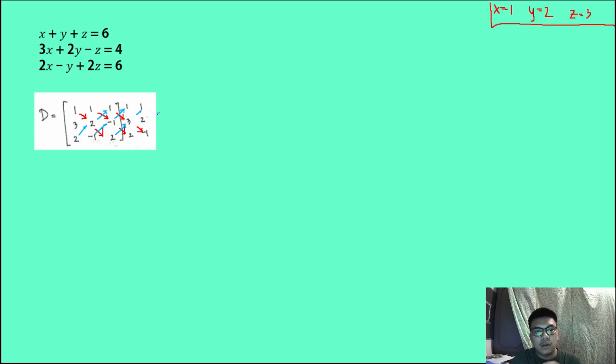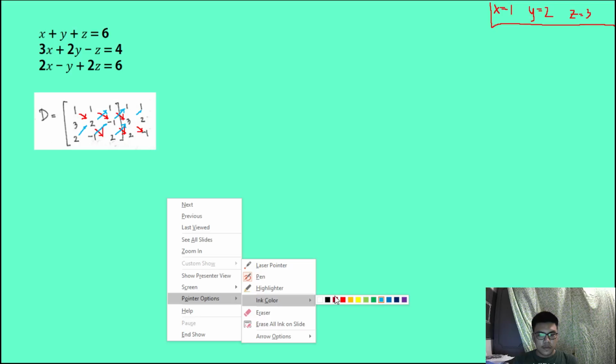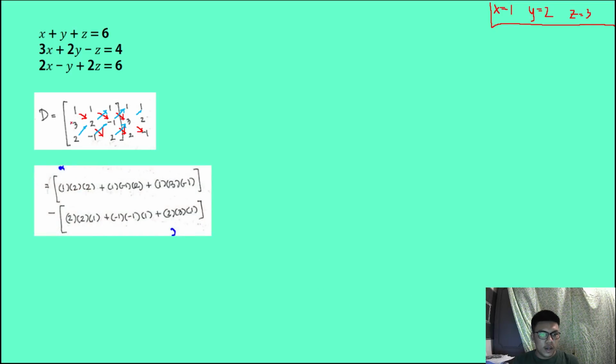Okay, so downward minus yung ating upward arrows or diagonal. So now, we have first diagonal 1 times 2 times 2. Then second diagonal 1 times negative 2, negative 1 times 2. Then for the third diagonal, we have 1, 3, negative 1. Then minus, okay, so first upward arrow or diagonal, 2 times 2 times 1, negative 1 times negative 1 times 1, 2 times 3 times 1.